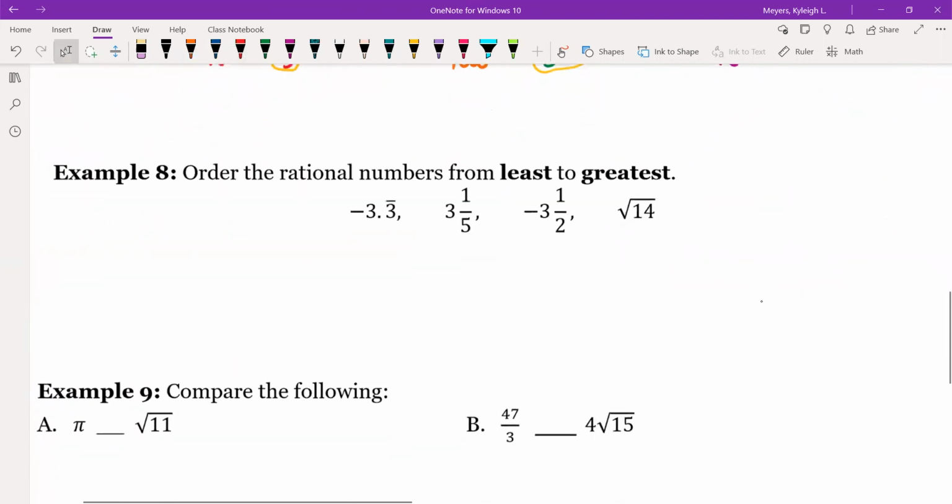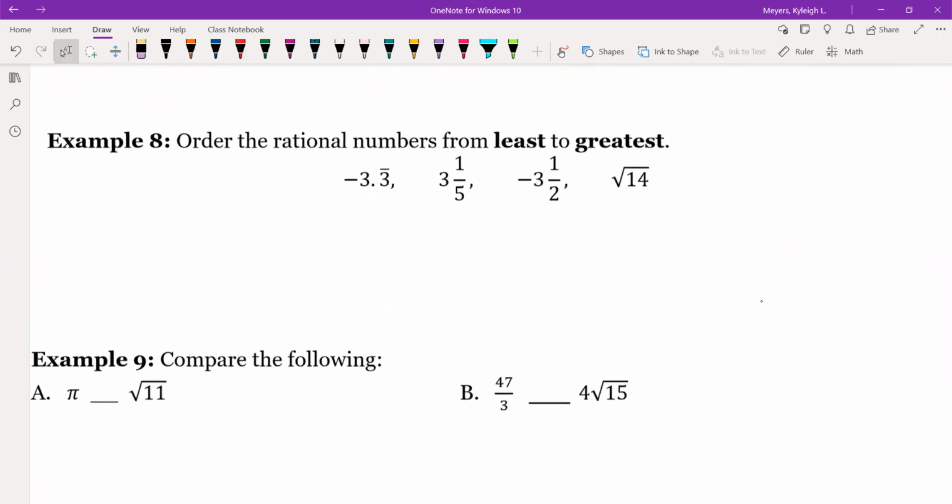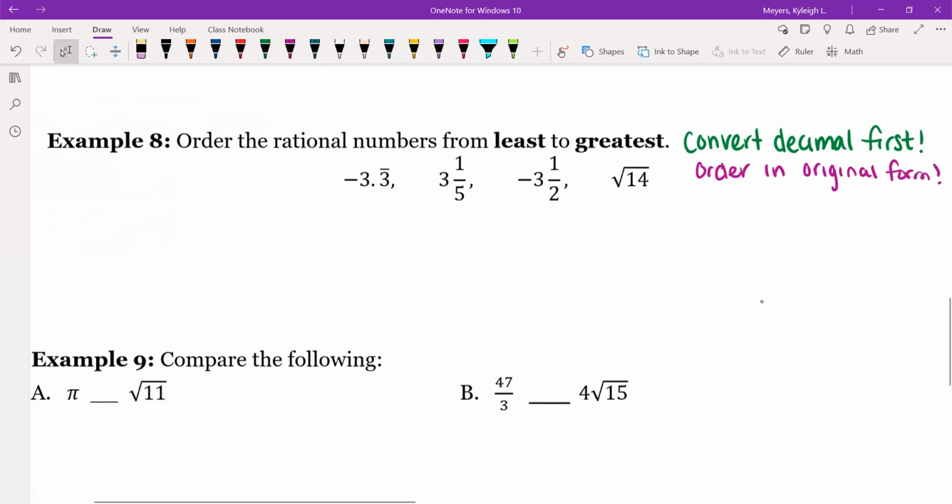So now we're going to put that into practice. Example 8 is to order them from least to greatest. One thing here is, well, 2 things, that we always want to convert everything to decimals first. So convert everything to decimals, and then when we order, we put them in original form. Okay, so that's important to remember. So I want you to take a moment and try to find the decimals for these 3 parts, okay? So take a moment and try to find those decimals.